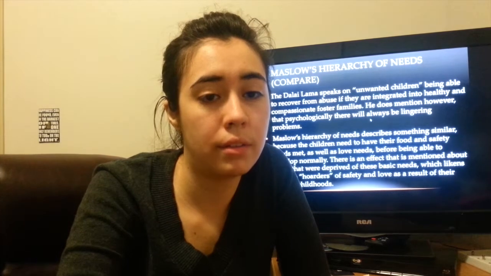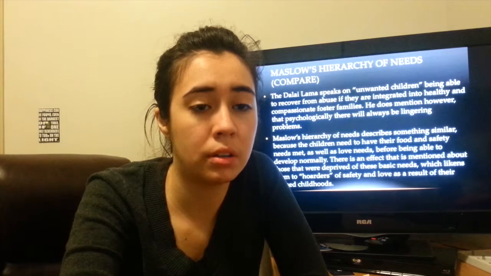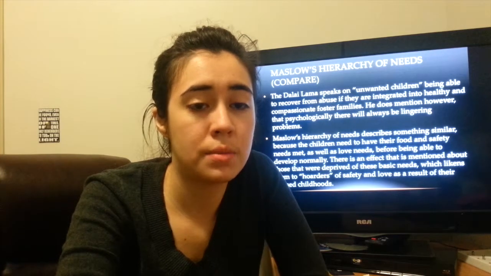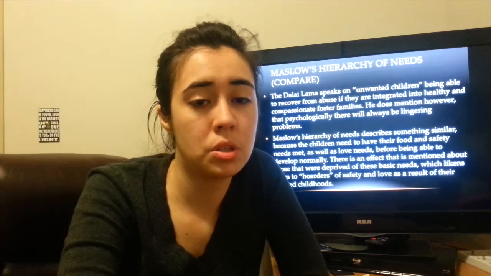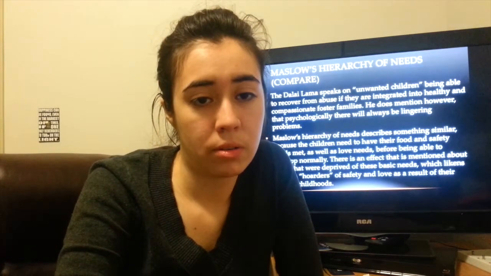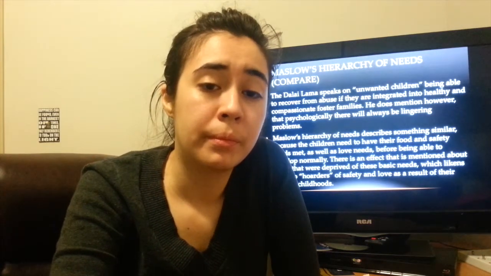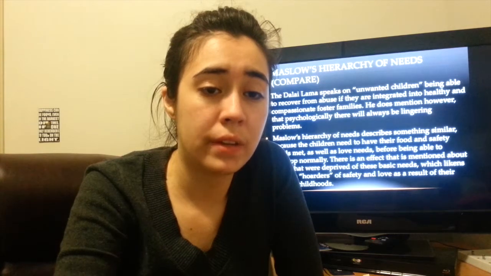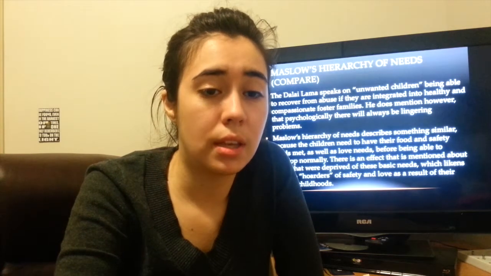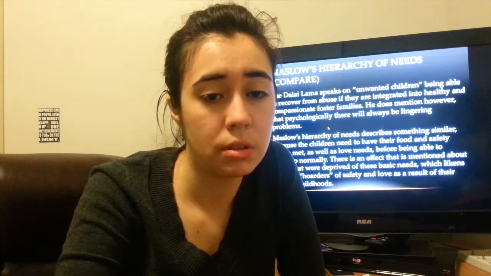And then you have Maslow's hierarchy of needs, which is very similar when it comes to both unwanted children and normally developing children. So the Dalai Lama talked about the unwanted children that he saw in Poland, and he said that if they are put into good foster families, they can eventually recover. But he does mention that there will always be lingering problems after severe abuse.